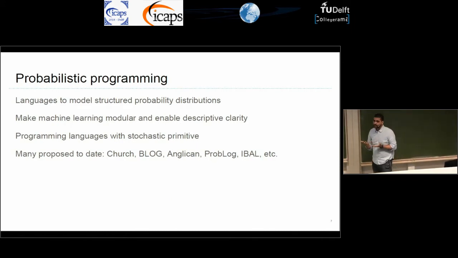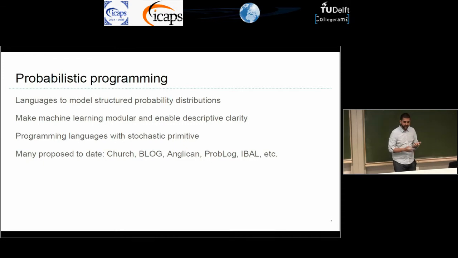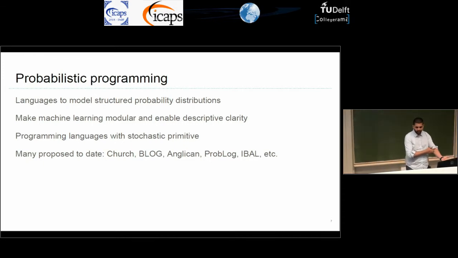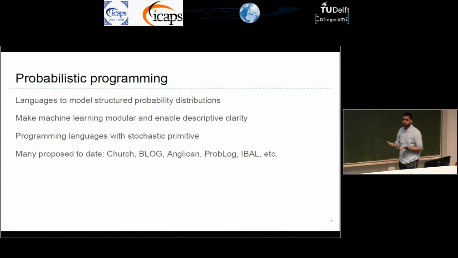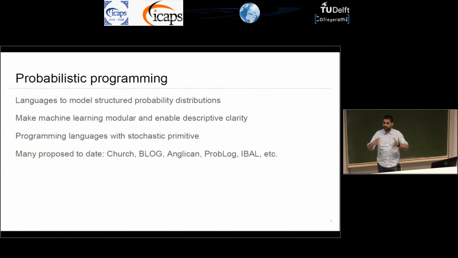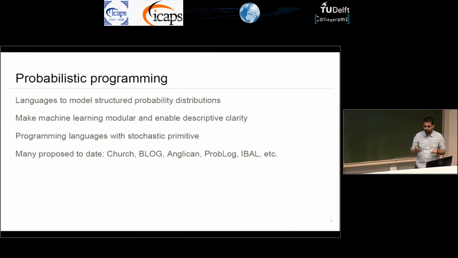So the work is really contextualized in these kinds of programming languages called probabilistic programming. These are languages basically to model structured probability distributions. One of the reasons that these languages are now becoming popular is that machine learning is made up of multiple components, and you might want to modularize and compositionalize all of the different components. So you think of each machine learning entity as a program, and probabilistic programs can put these together. From a mathematician's point of view, you think of these as programming languages with stochastic primitives.